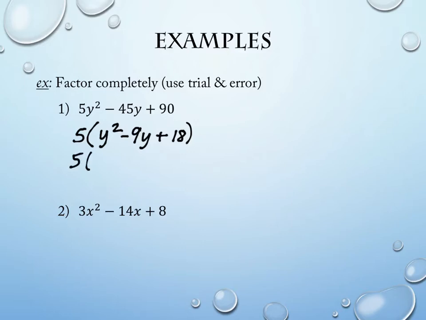So trial and error means that I'm going to set up 2 sets of parentheses. I need 2 numbers that give me y squared, so that's y and y. And then I need 2 numbers, let me pause for a second. I need 2 numbers that will be the same sign because I'm supposed to get a positive when I multiply them at the end, so the signs have to match. And this middle sign tells me they both have to be negative. So I'm going to have a negative and a negative. I need 2 numbers that multiply to 18 and add to 9. What would that be? Multiply to 18, add to 9.